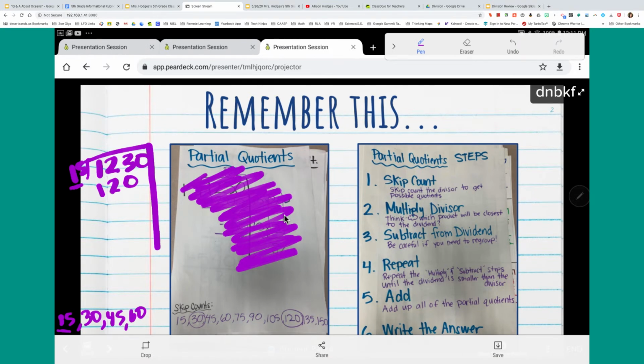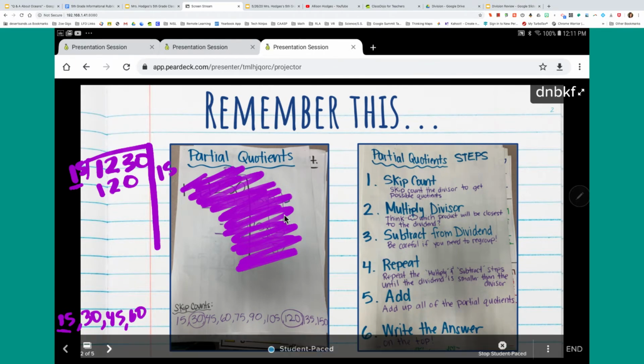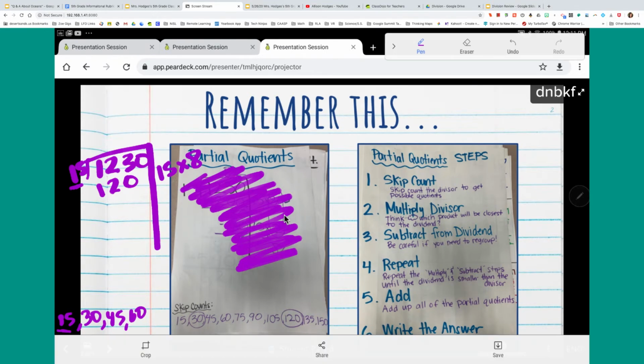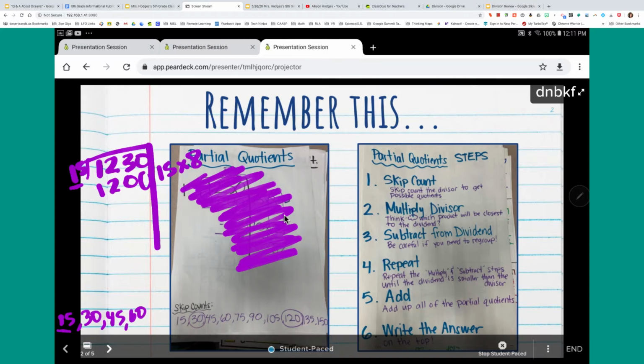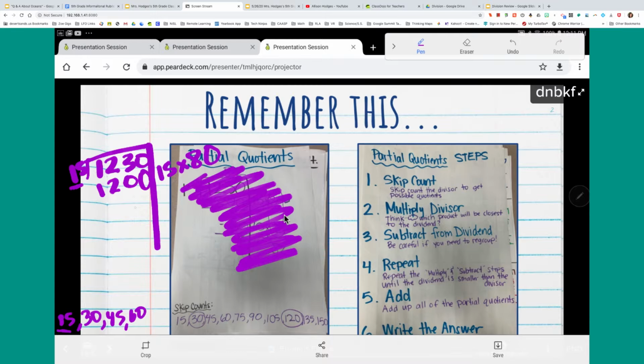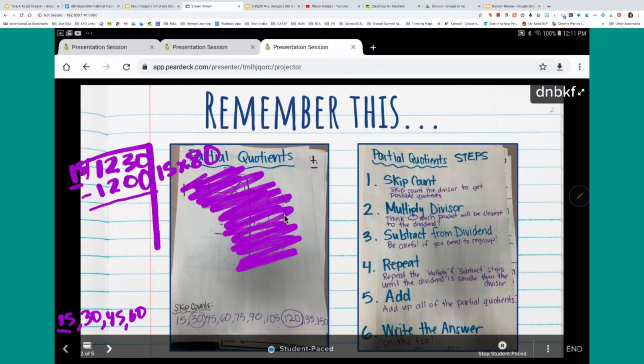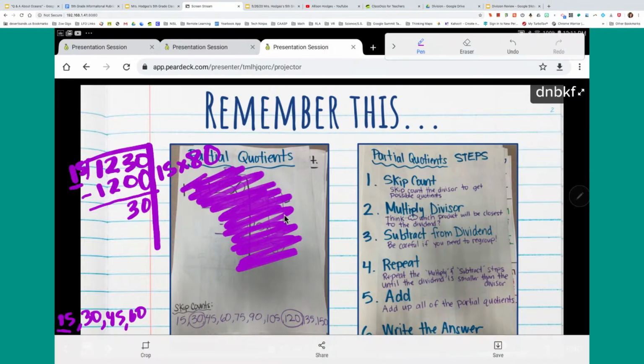So off to the side, I'm going to go ahead and write out that we did 15 times 8, and that gave us 120. But if I'm trying to do another 0, which is 10 times bigger than that, that means I'm going to multiply it by 80, not just 8. Now I subtract this. So then I have 0, 3 minus 0 is 3, and then I have 2 minus 2 is 0, 1 minus 1 is 0, so then I have 30.